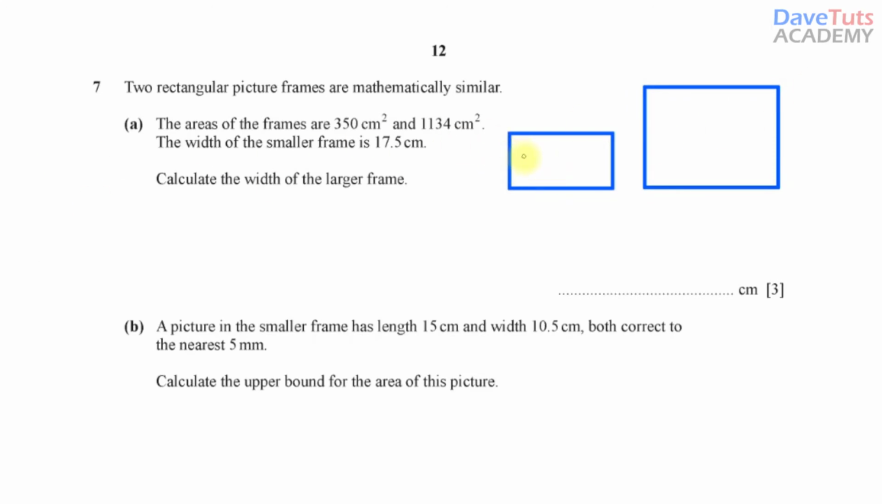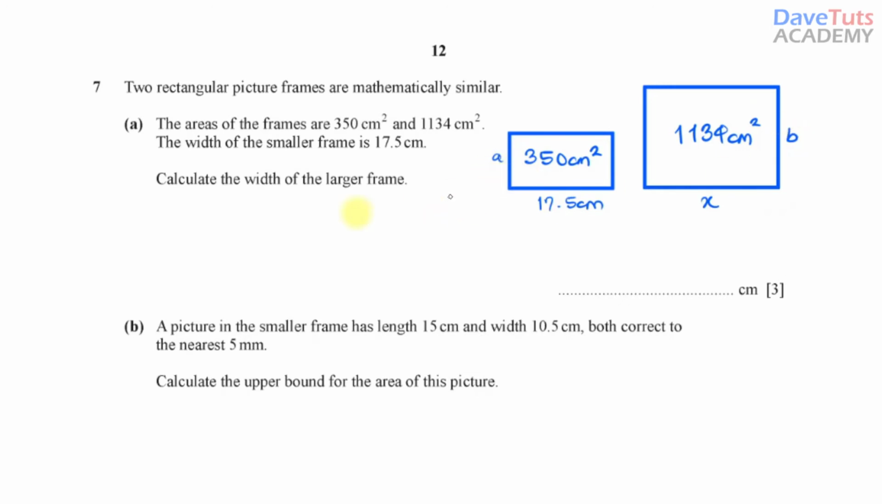In the first case, we are having the area of the smaller one to be 350 centimeters square, while the area of the larger one is 1134 centimeters square. Okay, now the width of the smaller frame is 17.5 centimeters, and then we have to find the width of the larger frame. If we call this X, now we can look at this. Since we are told that they are similar, that means there is a multiplying factor that can be common to both. And ideally, if we want to find the area, maybe we call this A, I will call this B.